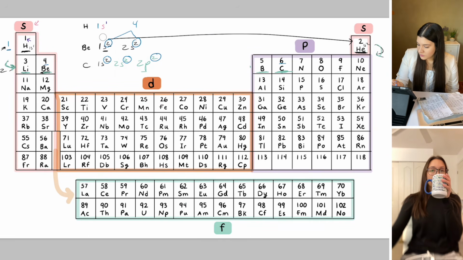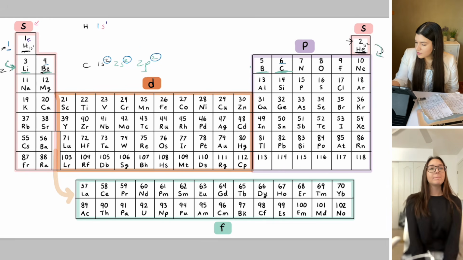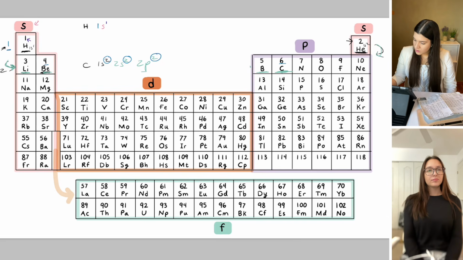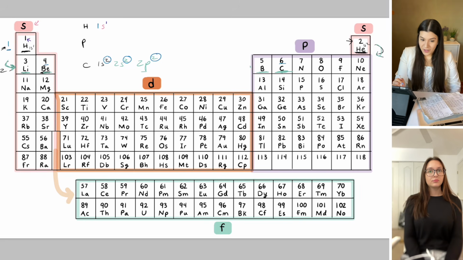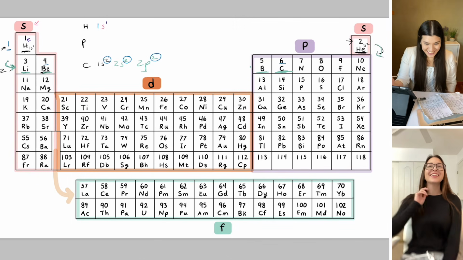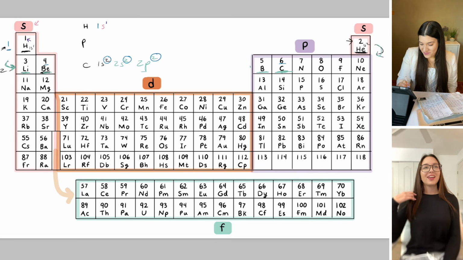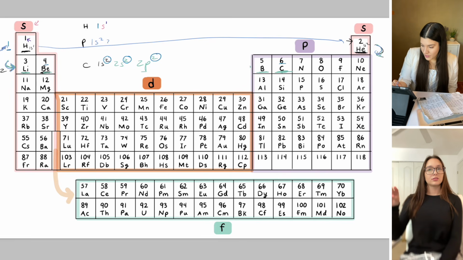Let's see. Let's do phosphorus. All right, so you want to try? Sure. 1s2 for sure. So we're passing helium. Cool. And then 2s2. Correct. Good, good. Going straight across.